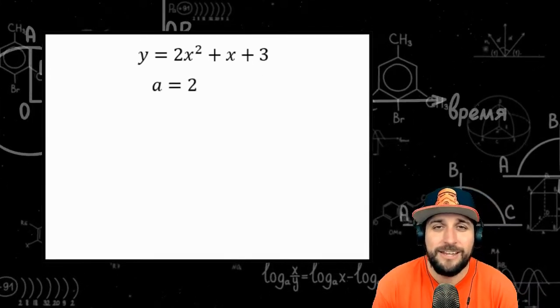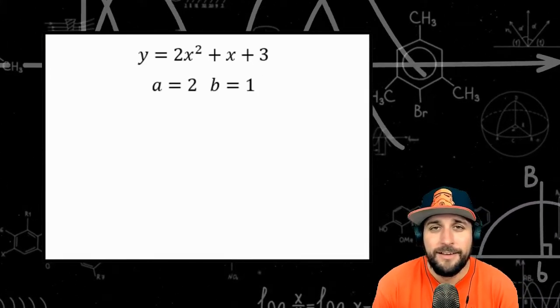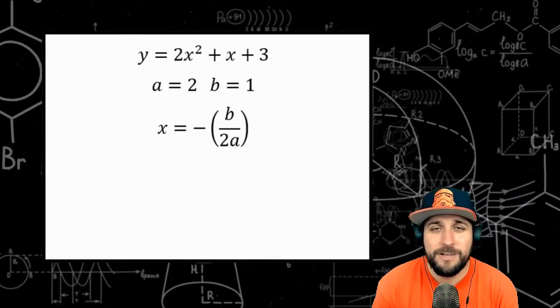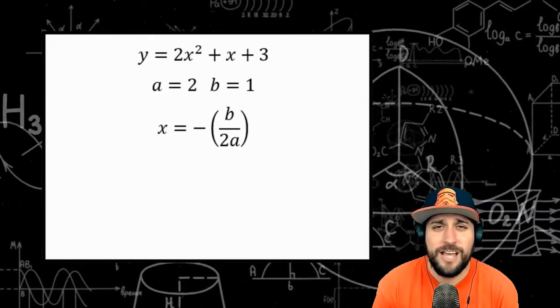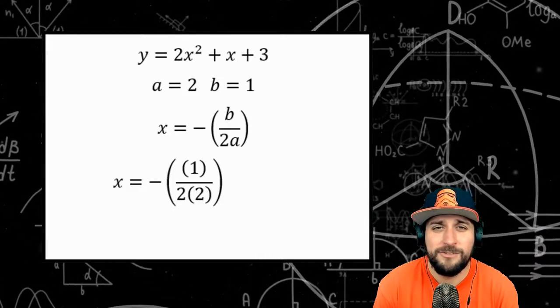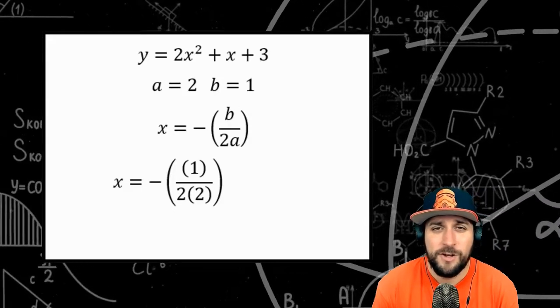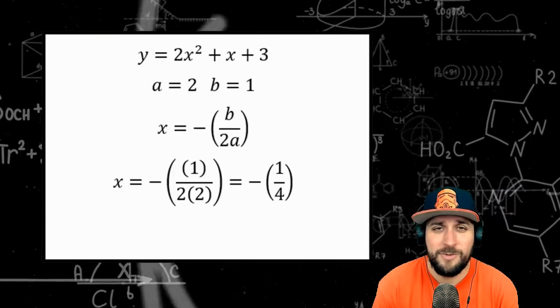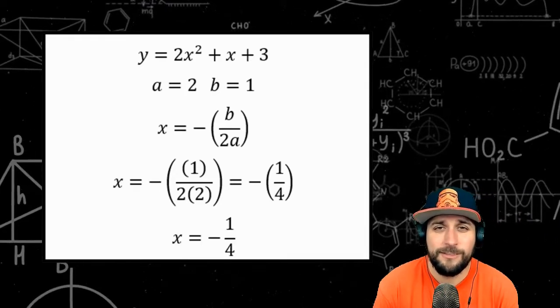A is 2 and b is positive 1. So I plug those into my formula. So it turns into x equals the opposite of 1 over 2 times 2. So x is the opposite of 1 over 4. So my answer would be x equals -1/4.